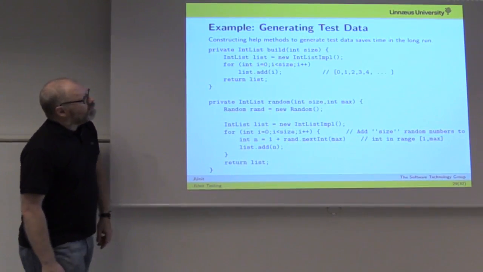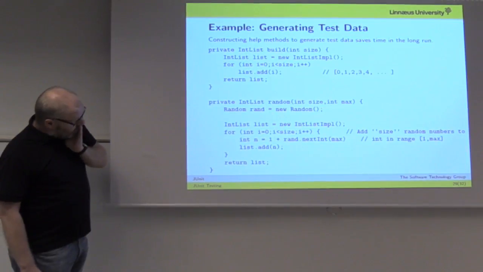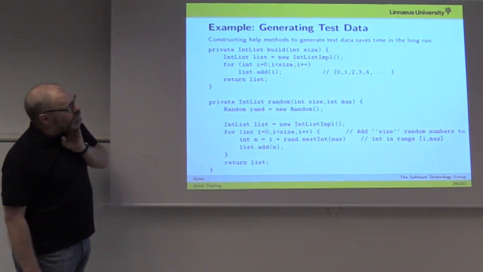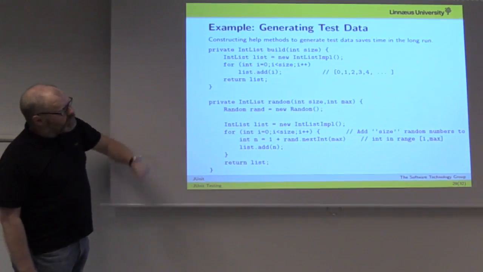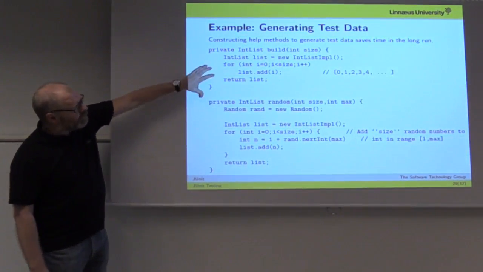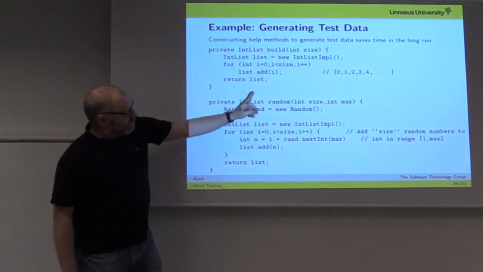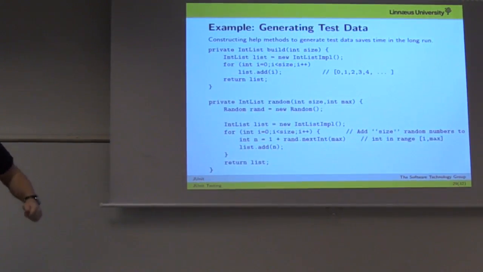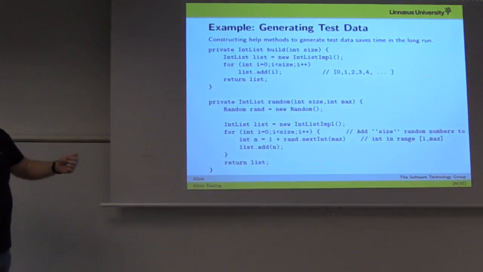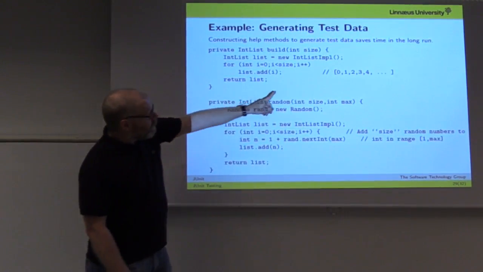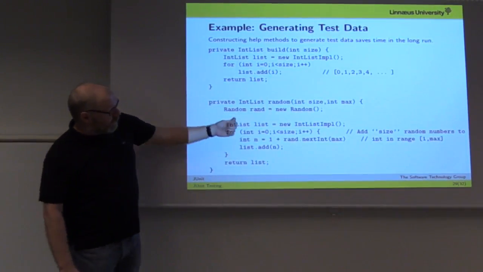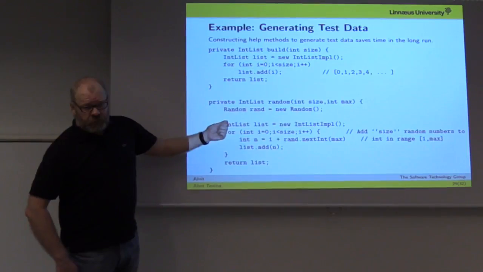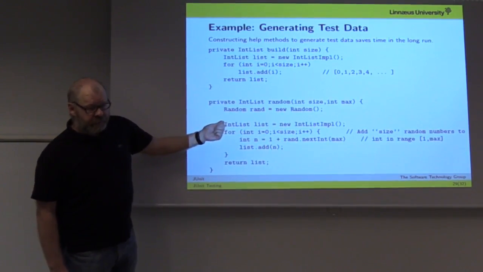Once again, in this case we are testing the int list implementation, so I have a number of test generating methods. I have one called build that builds a list with content that I know about. I know exactly what it will look like, and also I have another one that generates a random list. This one is used for the sorting testing.